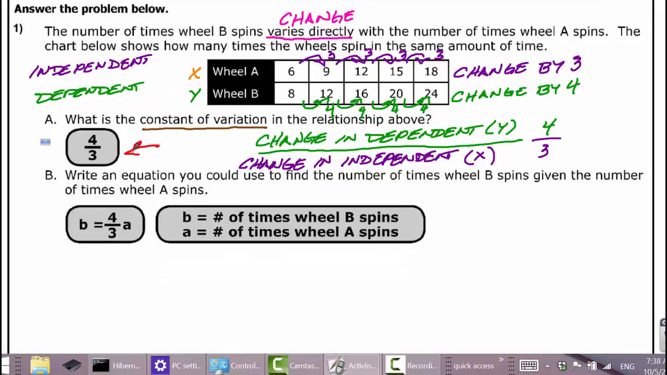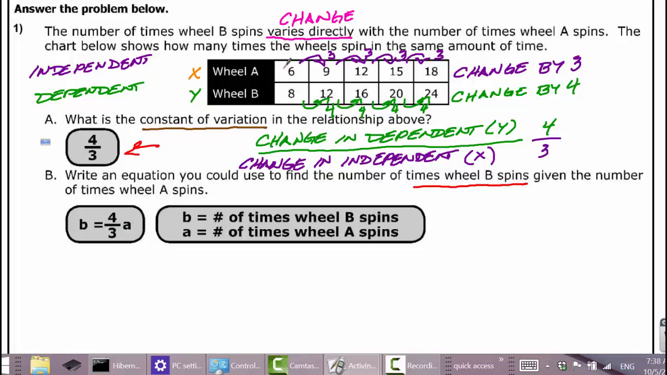Part B, write an equation you could use to find the number of times B spins given the times A spins. Well, we're using the times wheel B spins, and we're figuring that out based on how many times A spins, and what we know is there is a 4 to 3 relationship. So wheel B will spin 4/3 times A.